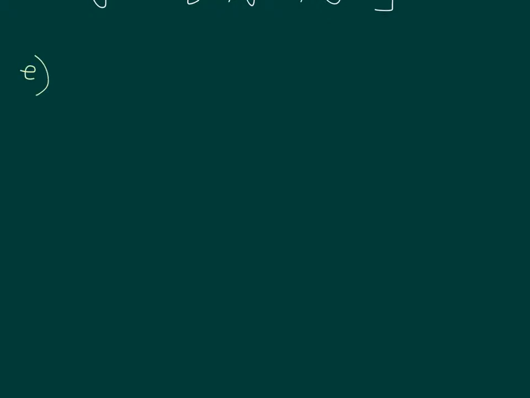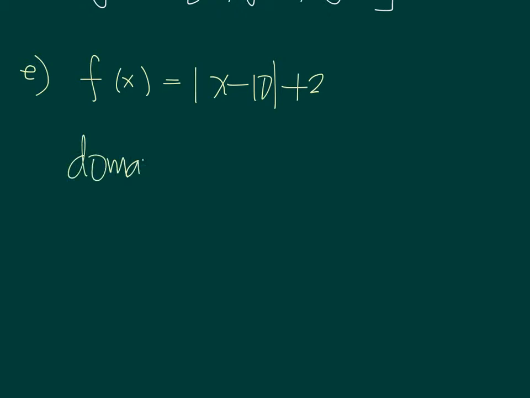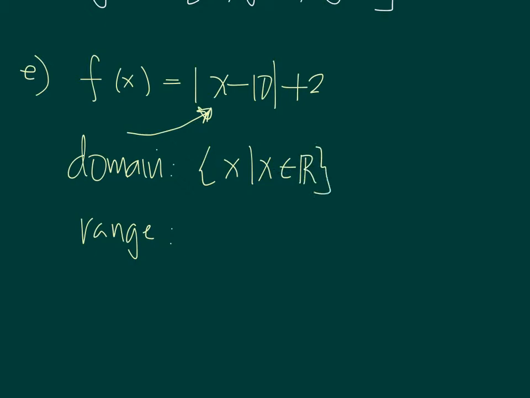Okay, letter E. So I have f of x is equal to the absolute value of x minus 10 plus 2. This is like the quadratic equation. If you want to find the domain and the range, base it from the idea, you have to ask yourself, am I allowed to put any x here? Definitely, yes. So it can be any real number.